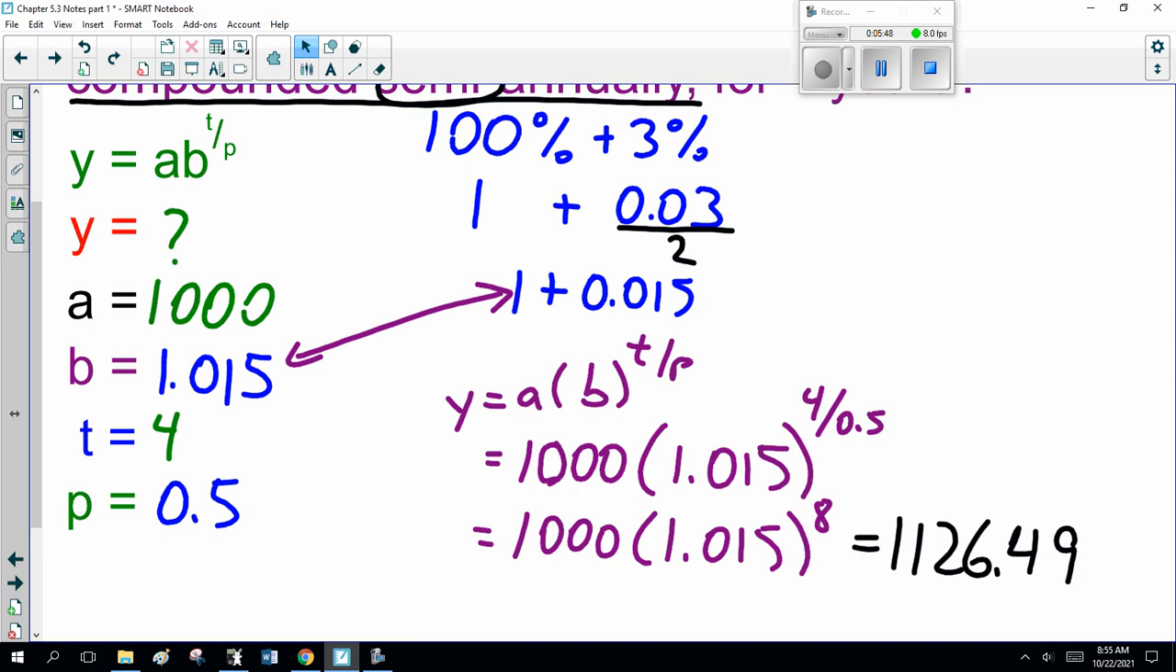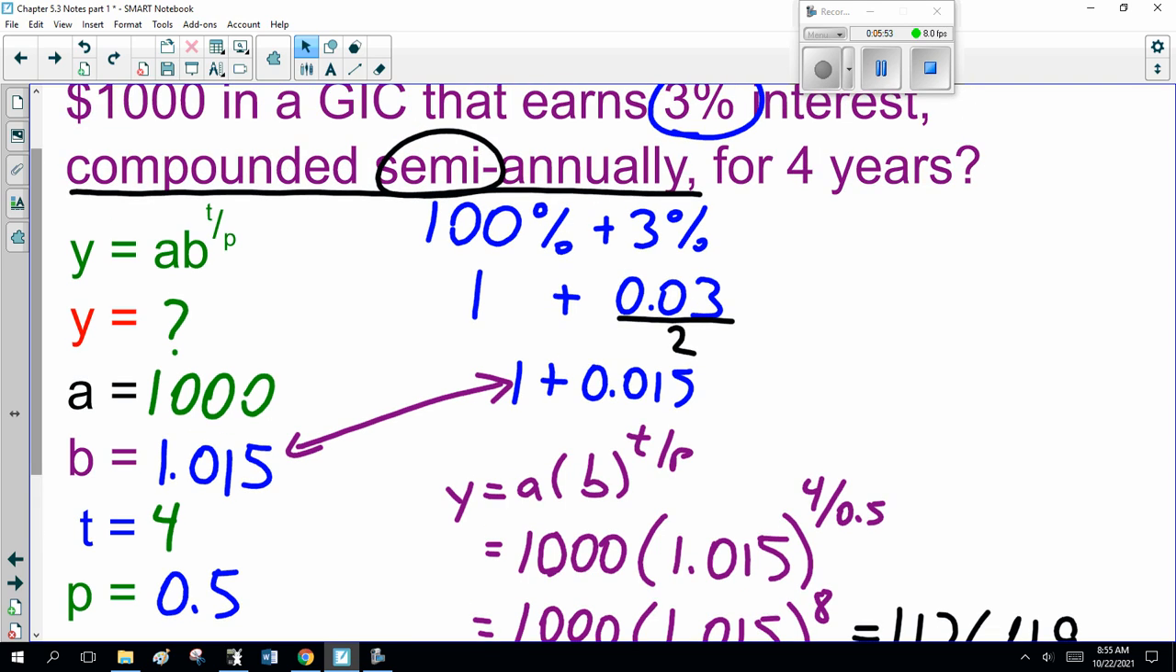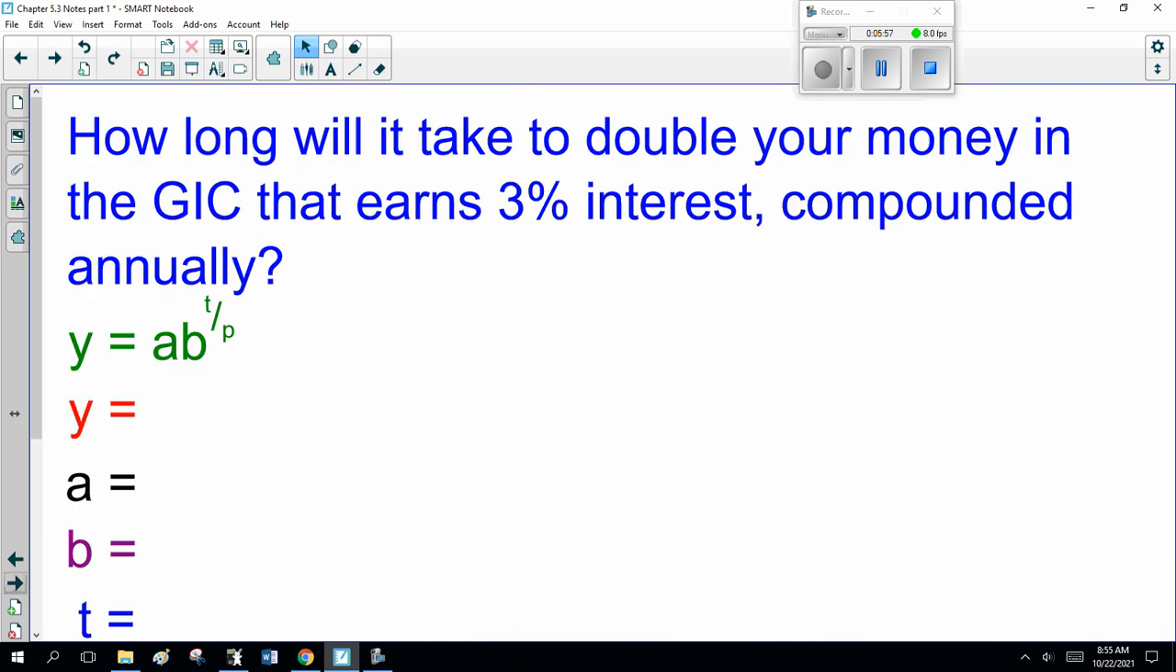Now, that's compounded semi-annually, twice a year. Monthly, 12 times a year. Daily, 365 times a year. Annually, it's once a year. Now, a different version of the question.